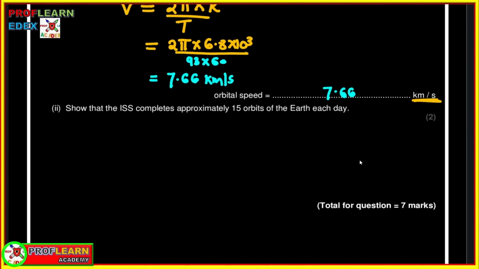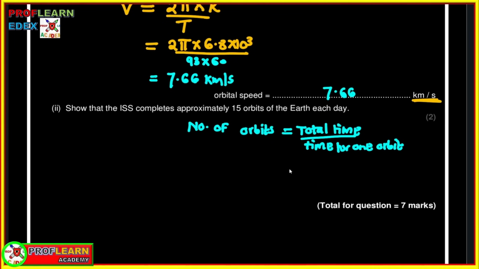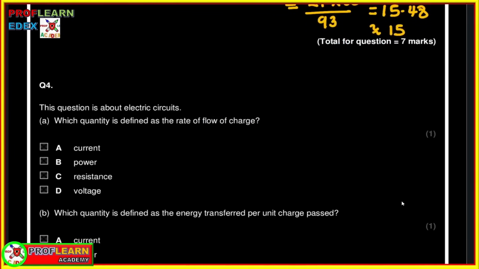Show that ISS completes approximately 15 orbits of the Earth each day. So which means that we are going to check how many hours we have in a day. That is 24 hours. So it will be the total time in a day divided by the time for one complete orbit. So that's going to be 24 times 60, so that we have our time in minutes rather. And then we divide by 93 because it was taking 93 minutes to make one complete orbit. So if you work it out, this is going to translate to 15.48, which is approximately 15 orbits.